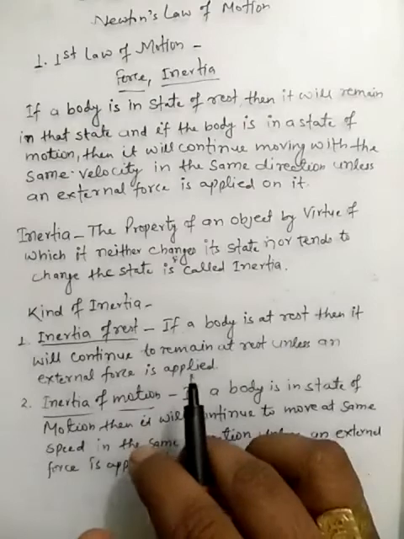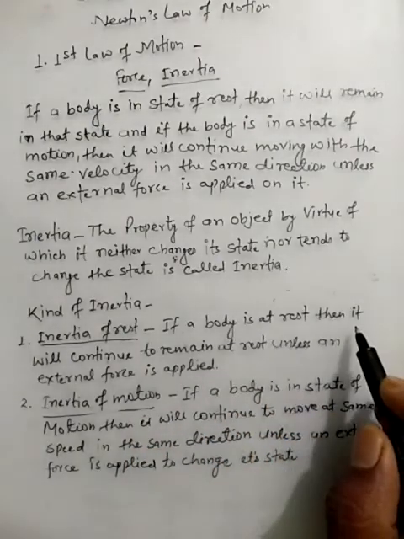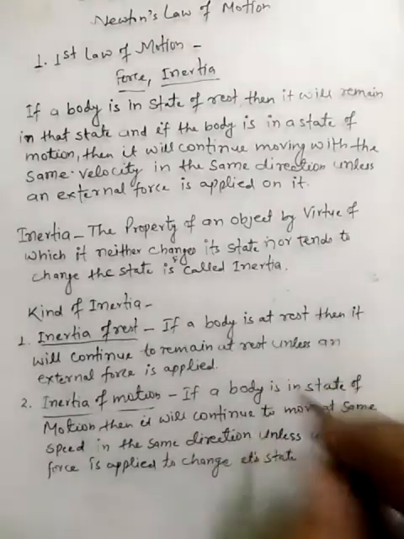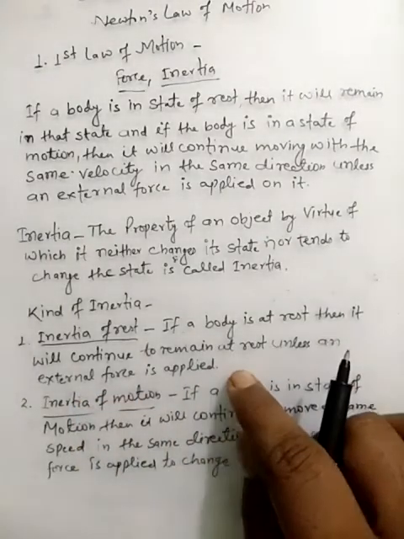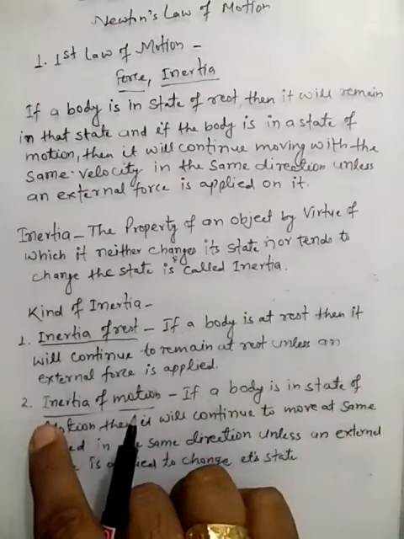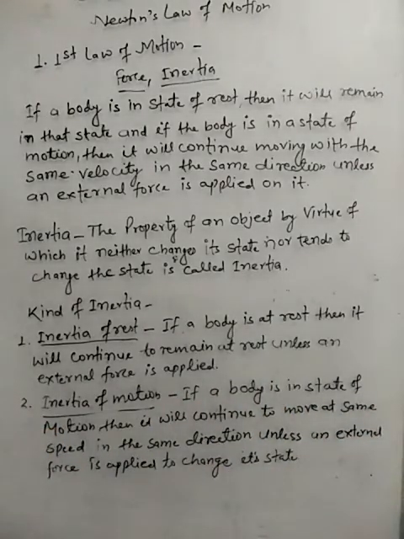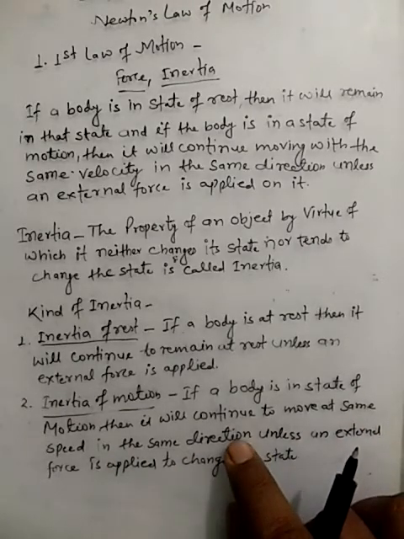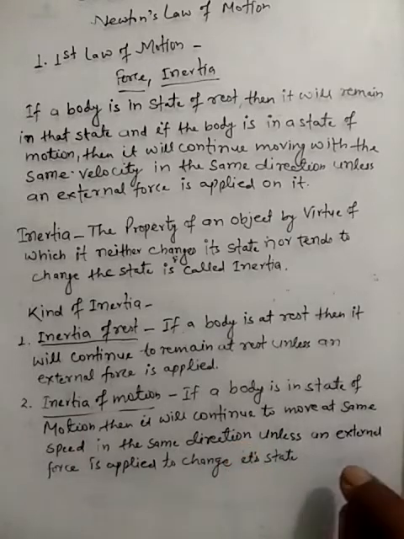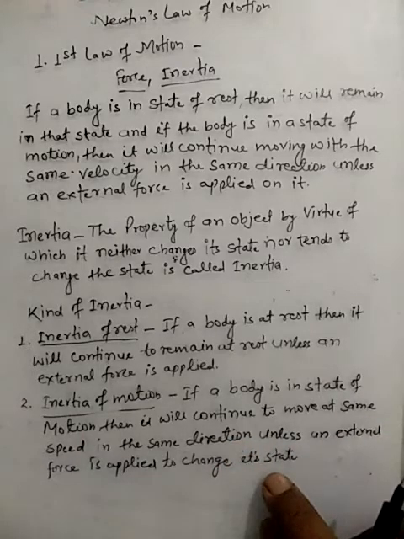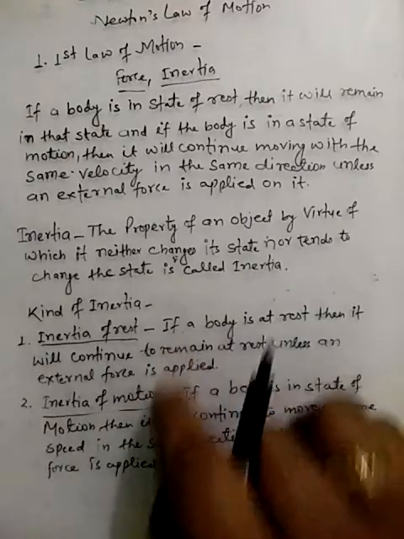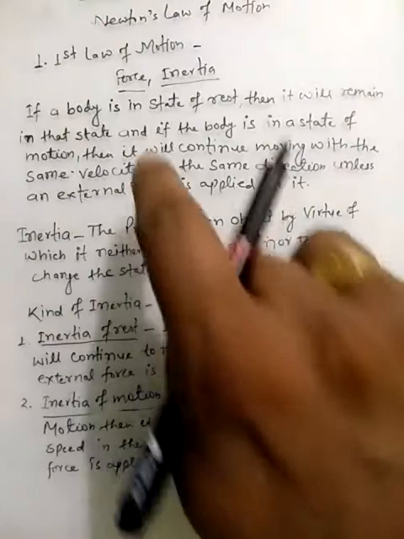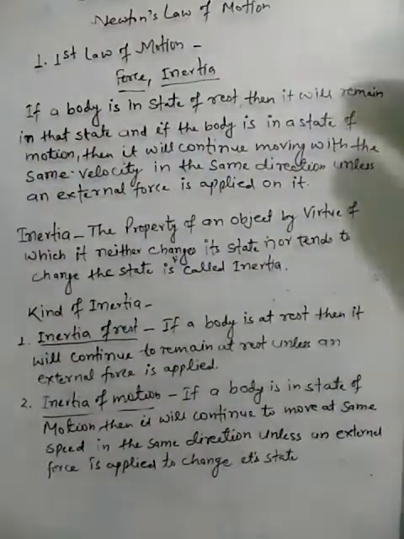Inertia of rest is that if a body is at rest, then it will continue to remain at rest unless an external force is applied. And inertia of motion is that if a body is in a state of motion, then it will continue to move at the same speed in the same direction. It means motion with constant velocity unless an external force is applied to change its state. These two types of inertia are included in the statement of the first law of motion.